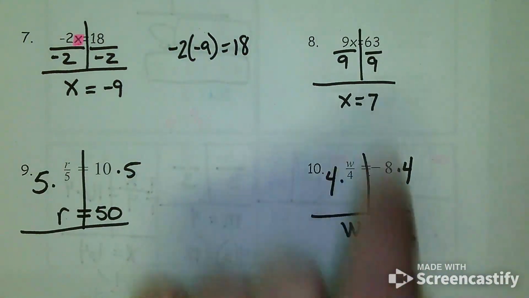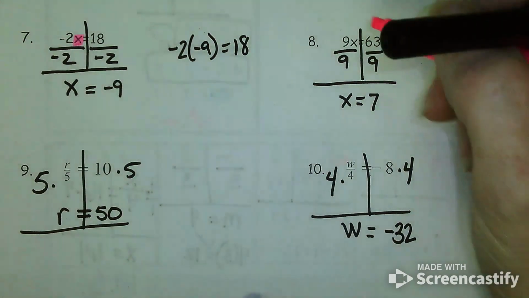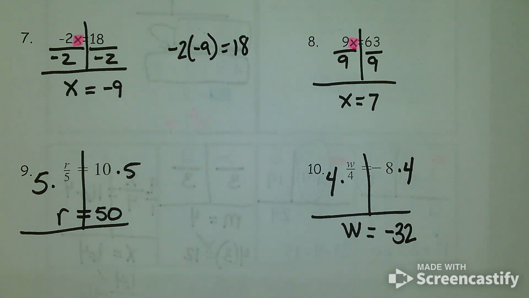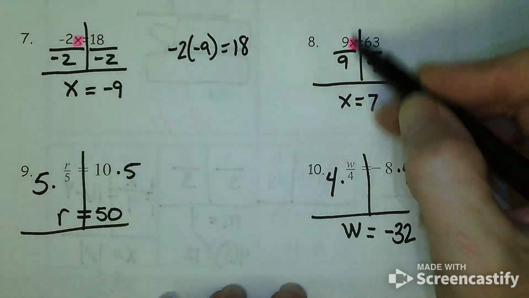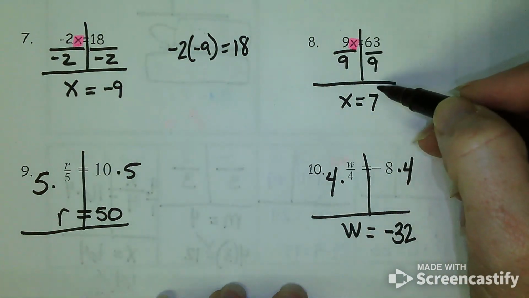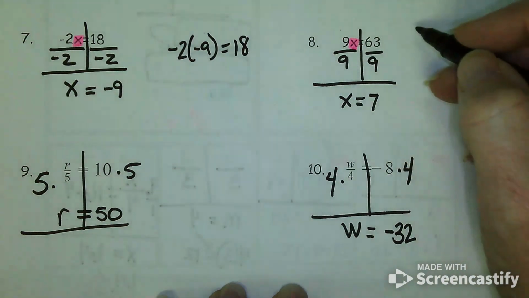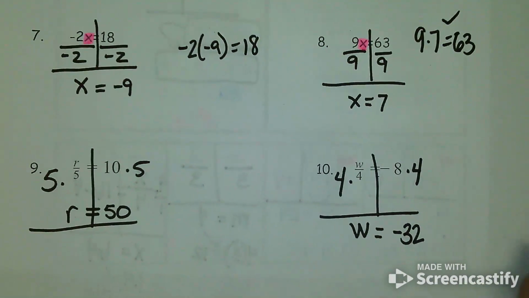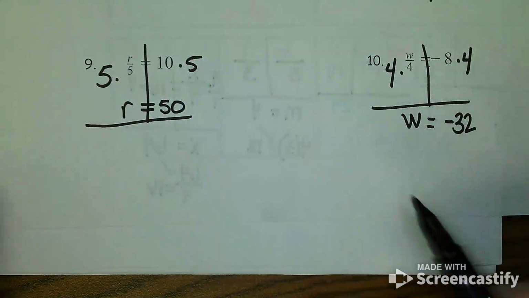The next one, the x is the one I want to isolate. It's right here. It's being multiplied by 9, so I have to use inverse operations and divide by 9. So I get both sides divided by 9, x equals 7. 9 times 7 equals 63. That checks. The 2 division problems look like this.